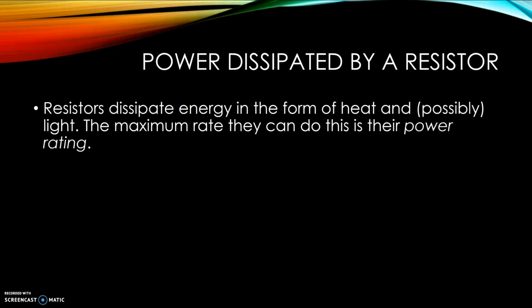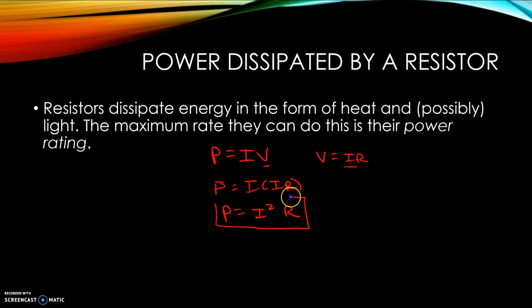To do this, I'm not sure how mathematical you guys want to be about this, but we're going to start with P equals IV, and we're also going to remember Ohm's law, V is equal to IR. So I can replace this V with this equation, and that gives me P is equal to I times IR. So for a resistor, if I know the current through the resistor and I know the resistance, I can calculate the power, the heat, the joules per second being dissipated using this equation.